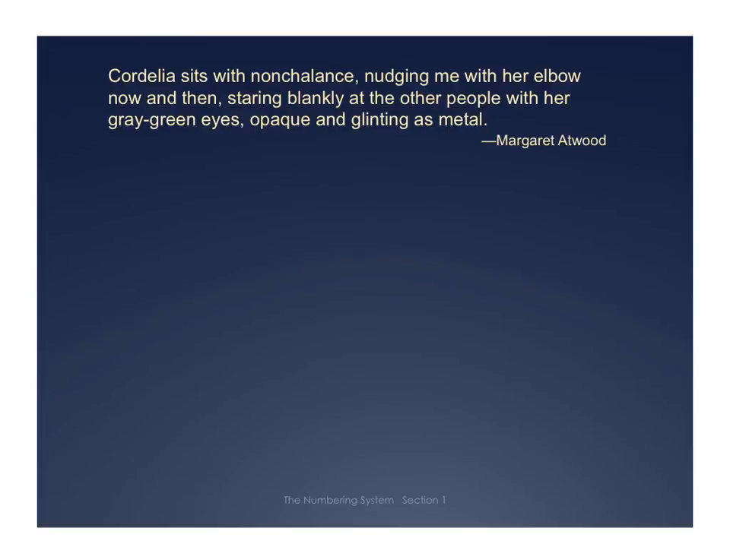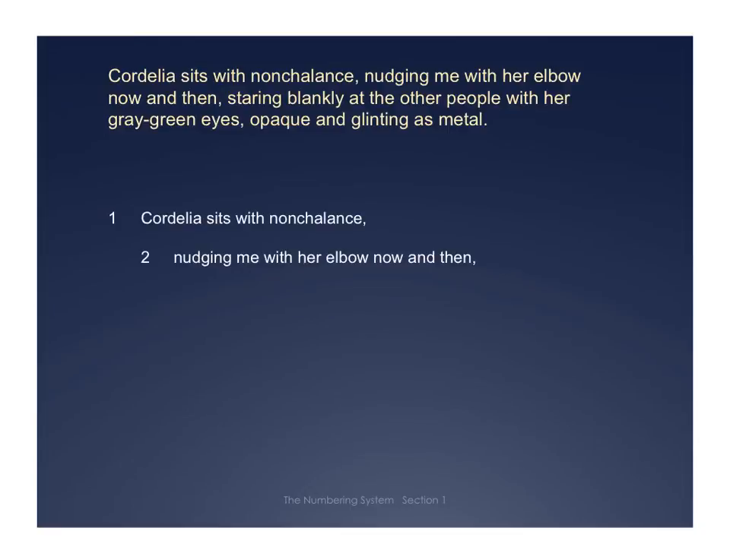Let's take it up a notch, and we have the level 1, and there's 3 additional pieces after it. Remember that a level 1 could have been a sentence, and the comma could have been a period. Then comes the nudging, and that modifies Cordelia, so that's a 2.